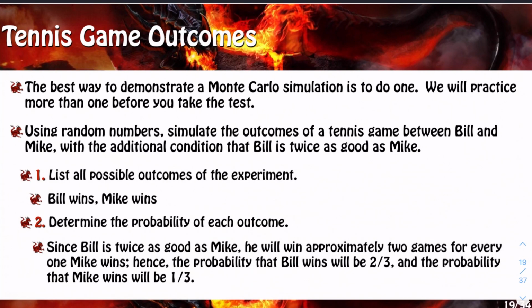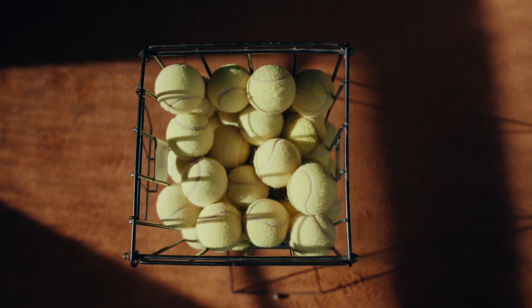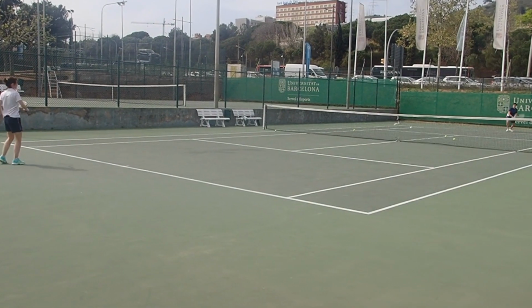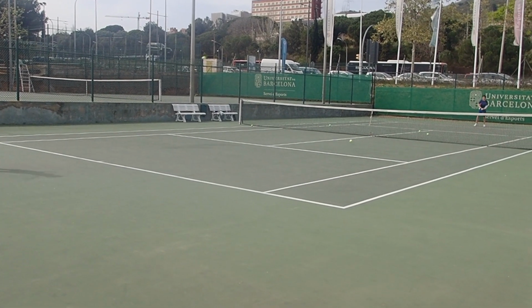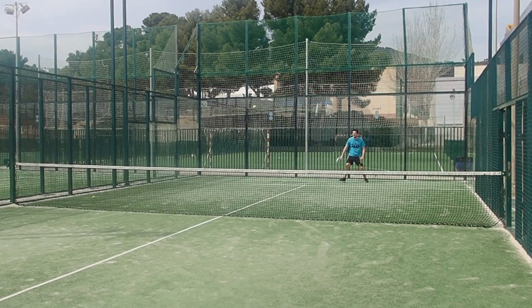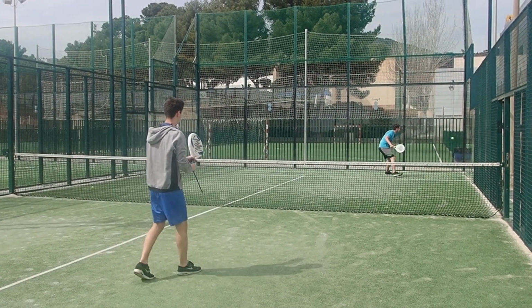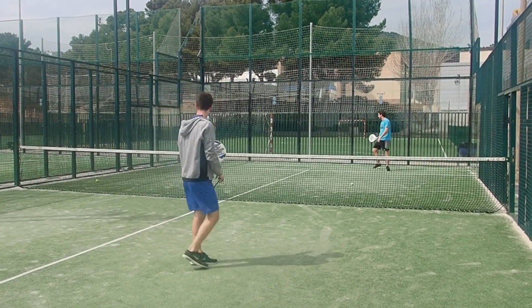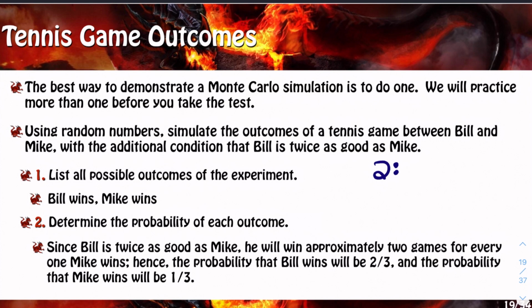The idea behind creating a simulation, and really the best way to demonstrate a Monte Carlo simulation, is to do one. So we will practice more than one before you take the test, obviously. The idea is using random numbers to simulate the outcomes of a tennis game between Bill and Mike, with the additional condition that Bill is twice as good as Mike. So what does it mean to be twice as good as someone? Well, that means that if I played 3 games, Bill would win 2 and Mike would win 1. Or the ratio is 2 to 1 for Bill to Mike.